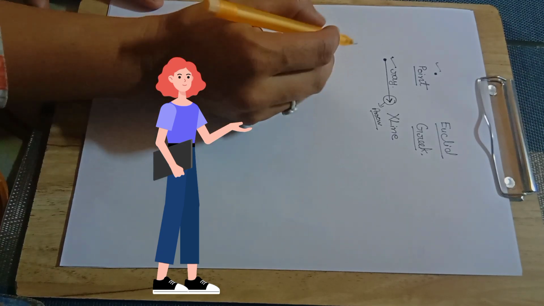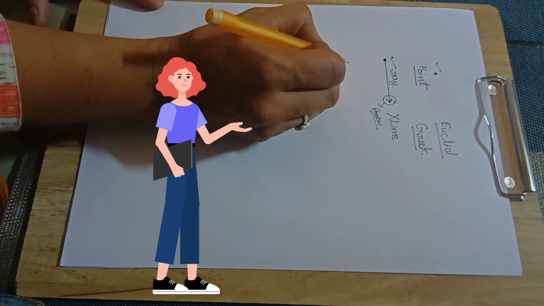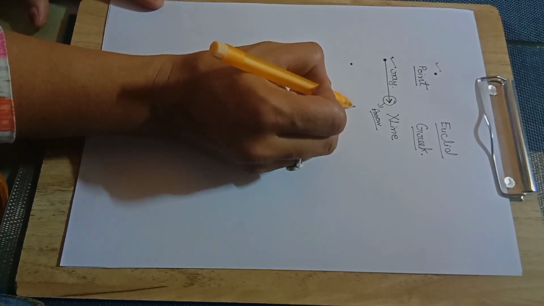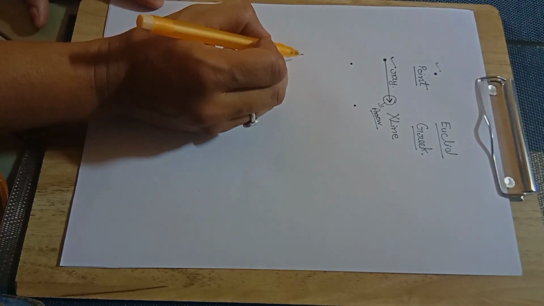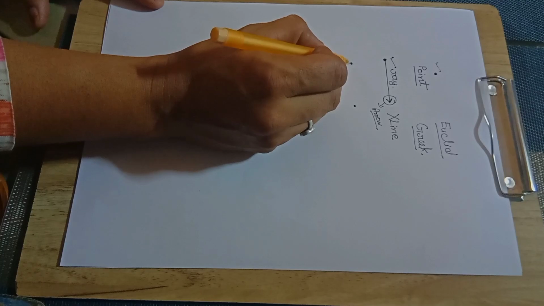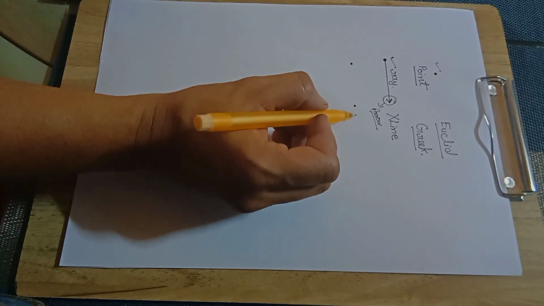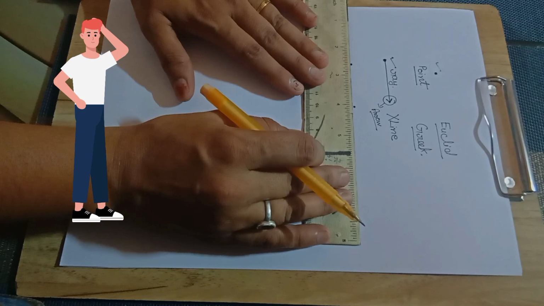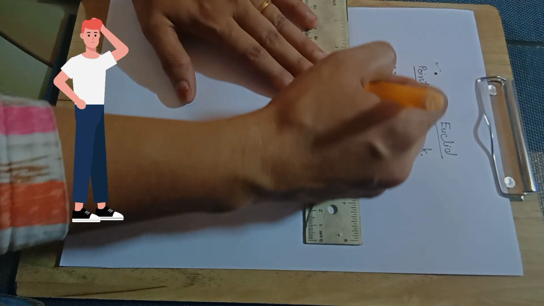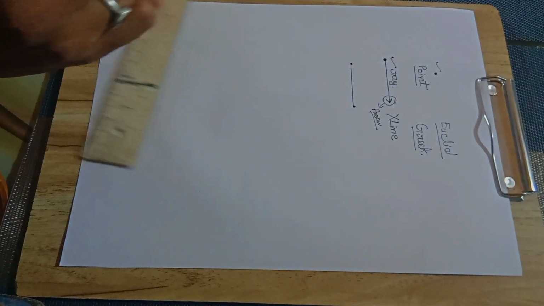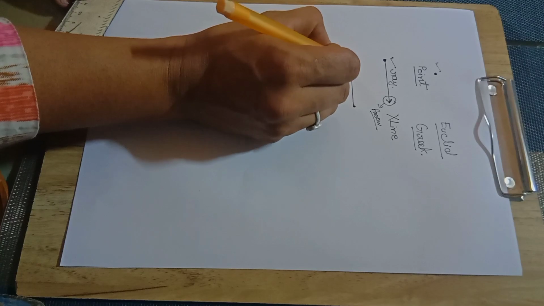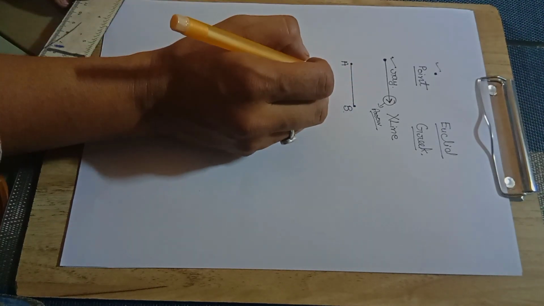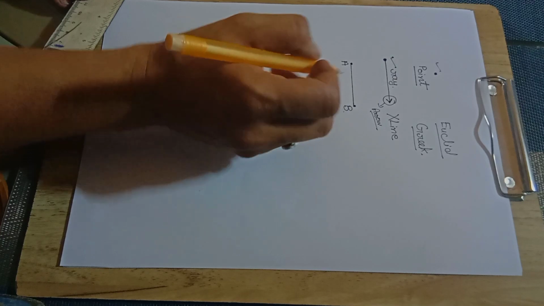Now, what is a line? Suppose I take 2 points on this paper. What happened when I join these 2 points? So when I join these 2 points, now I name them A, B. Now I got my line or line segment.